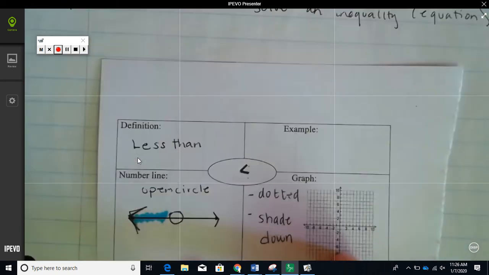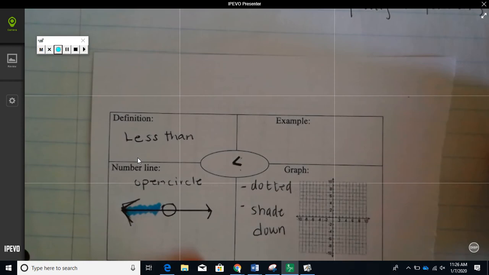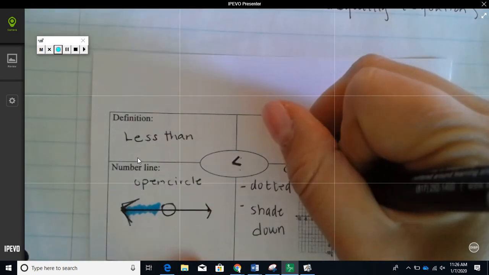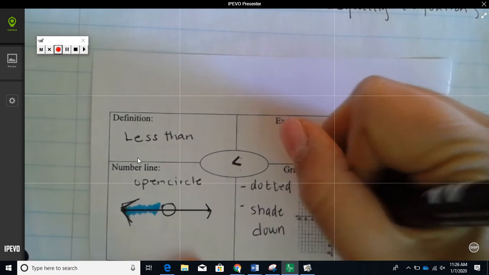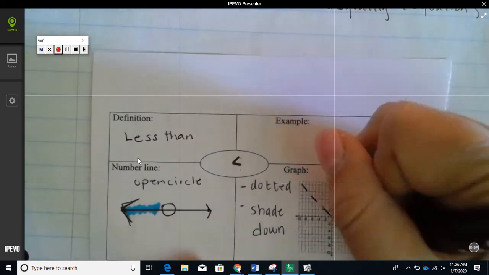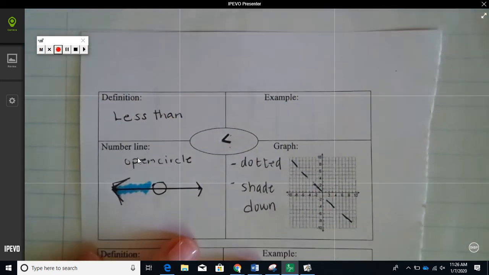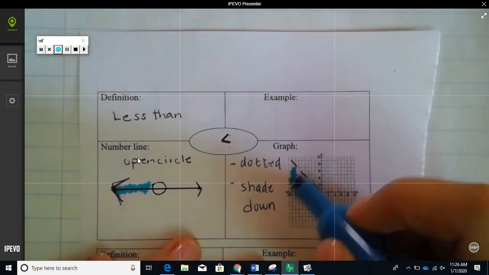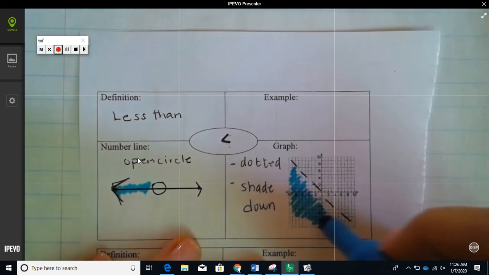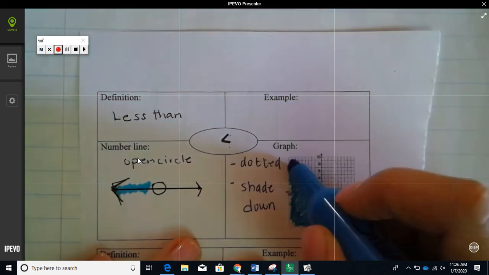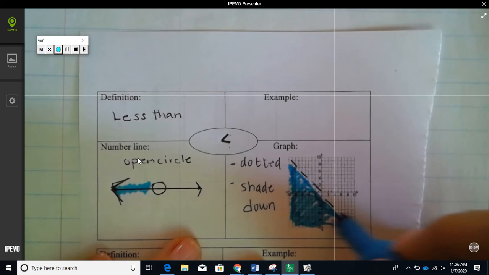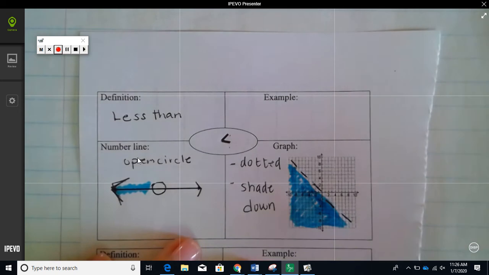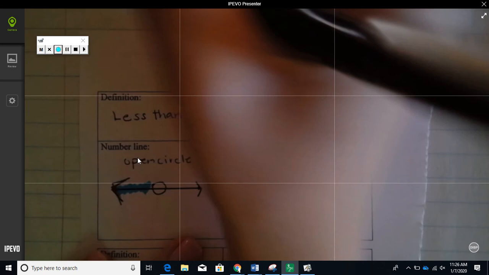Okay? So what we're going to do is make the graph right now, just as an example. The graph is dotted. It's no longer a solid line, like we've had before, and we are also going to shade it. Because it's less than, you shade down. All of this part that I'm shading, those are the solutions. When we had a system, two lines, it was where they met. Here, solutions are where the shaded part is.